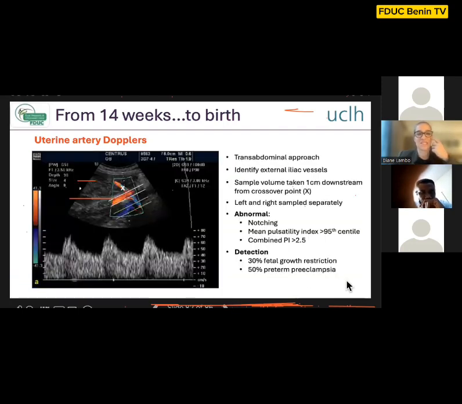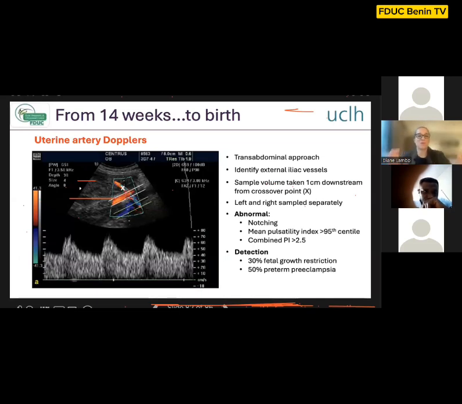How do you measure it? Generally speaking, we tend to do transabdominal uterine artery Dopplers. They can be measured transvaginally, but as I said, generally we're able to measure them transabdominally. You identify your external iliac vessels that you can see here crossing, and you sample. So you place your calipers about 1 centimeter downstream from that crossover point. So that's highlighted by the white X. Okay, so these are your external iliacs. You're measuring your uterine about 1 centimeter low down.